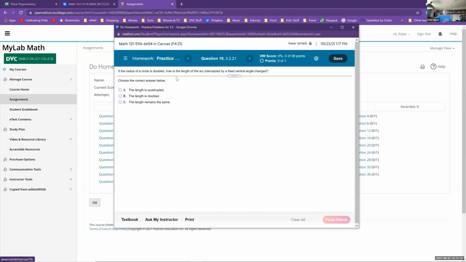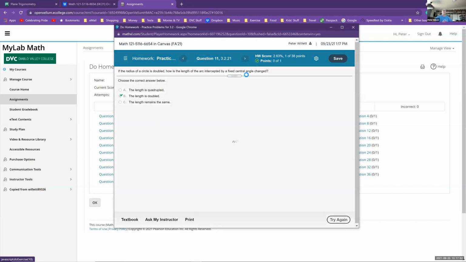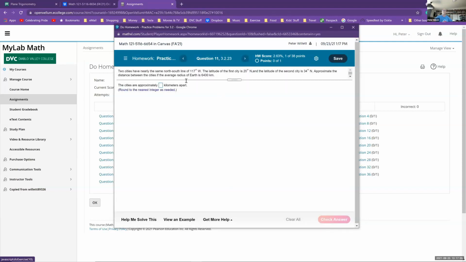If the radius of a circle is doubled, how is the length of the arc intercepted by a fixed central angle changed? Well, as I was just describing, when you're working off of theta, if you go from a radius of 1 to 2, then you would have to double the arc length because the circle is twice as big. If you went from 2 to 4, it's twice as big, you would have to double it again. So if the radius is doubled, then the arc length would also be doubled, based on our discussion. And they show and justify that with a formula, but I was describing that in the very beginning of our discussion.